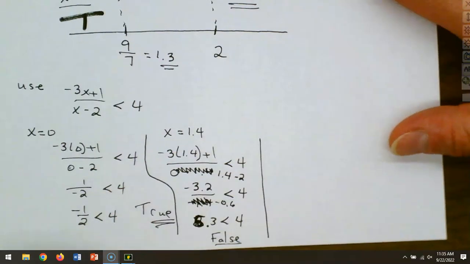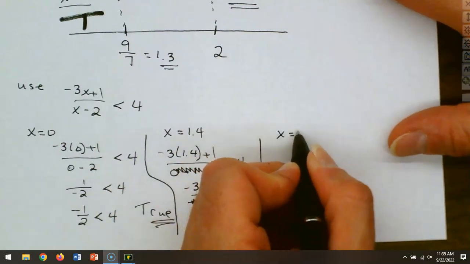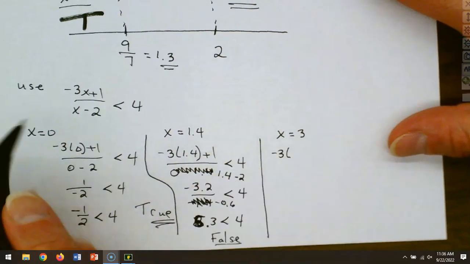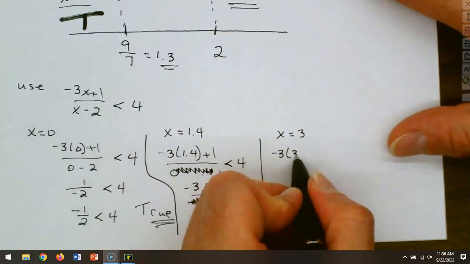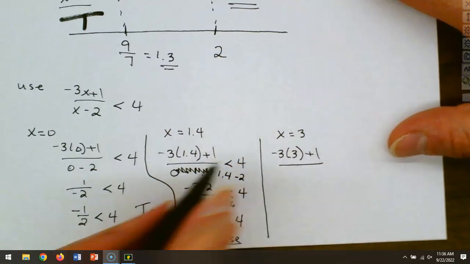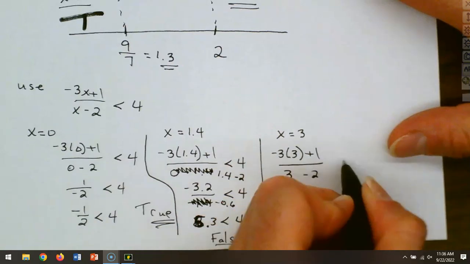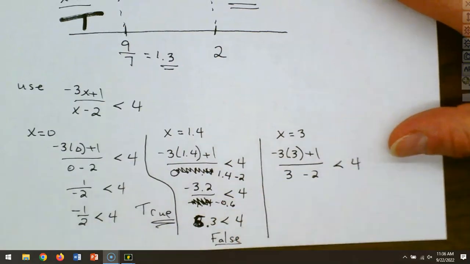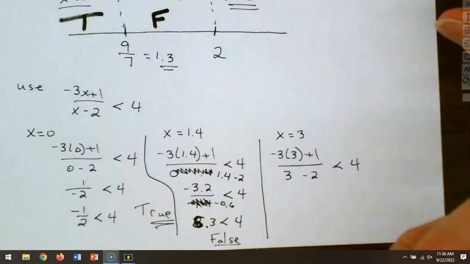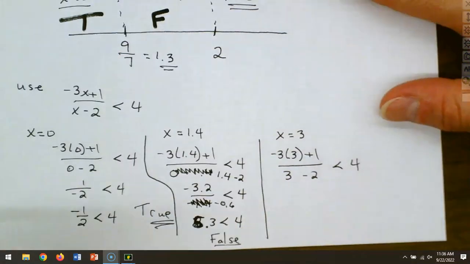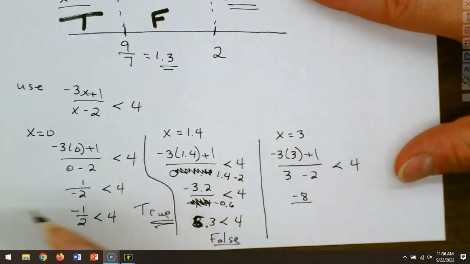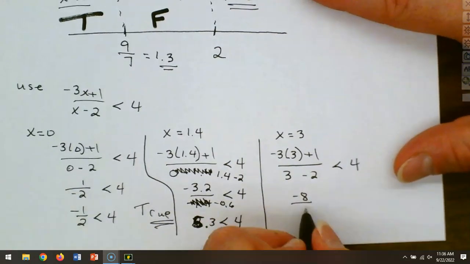And now the last number is 3. So we have a minus 3 times 3 plus 1 over 3 minus 2. And it should come out to be true, but let's double check and make sure. Minus 9 plus 1, that's a minus 8. 3 minus 2 is a 1.